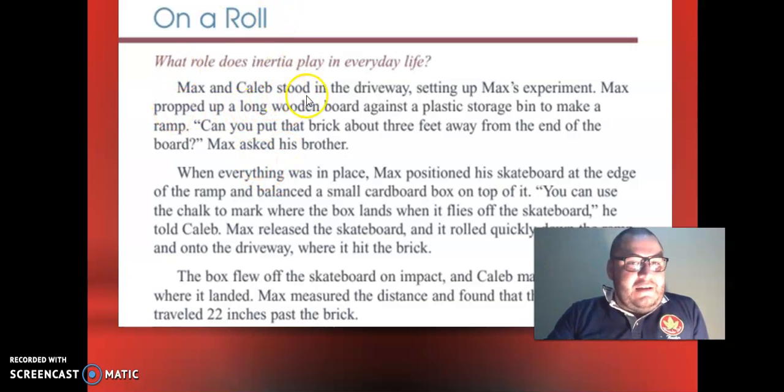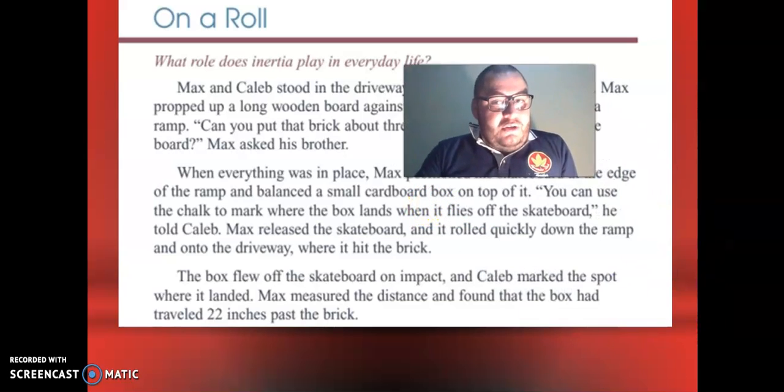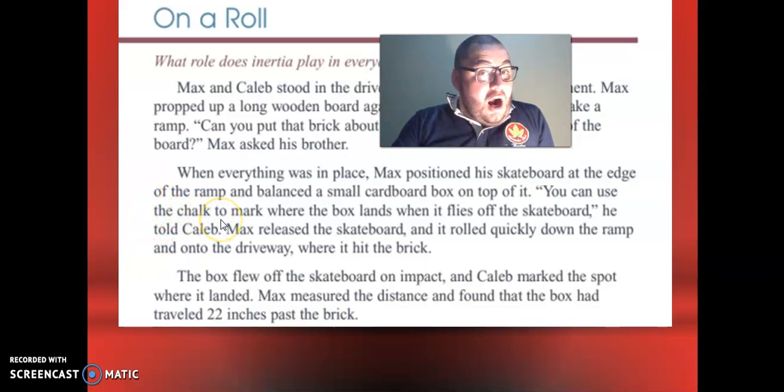For example, Max and Caleb stood in the driveway setting up Max's experiment. If you read the reading, it is about one experiment. Max propped up a long wooden board against a plastic storage bin to make a ramp. Can you put the brick about 3 feet away from the end of the board? So Max asked his brother. When everything was in place, Max positioned his skateboard at the edge of the ramp and balanced a small cardboard box on top of it. You can use the chalk to mark where the box lands, where it flies off the skateboard.